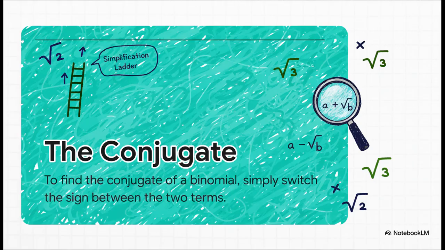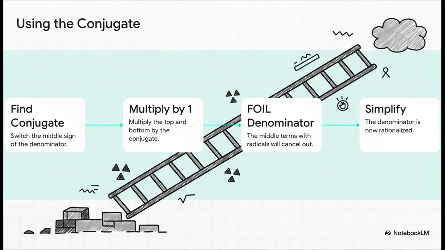It sounds super fancy, but it's incredibly simple. To find the conjugate of a binomial, you just take the exact same 2 terms and flip the sign in the middle. So the conjugate of 4 minus root 2 is 4 plus root 2. That's it, seriously. So here's the game plan. You find the conjugate of the denominator, and then you multiply the top and the bottom by it. Yep, our clever one trick again.